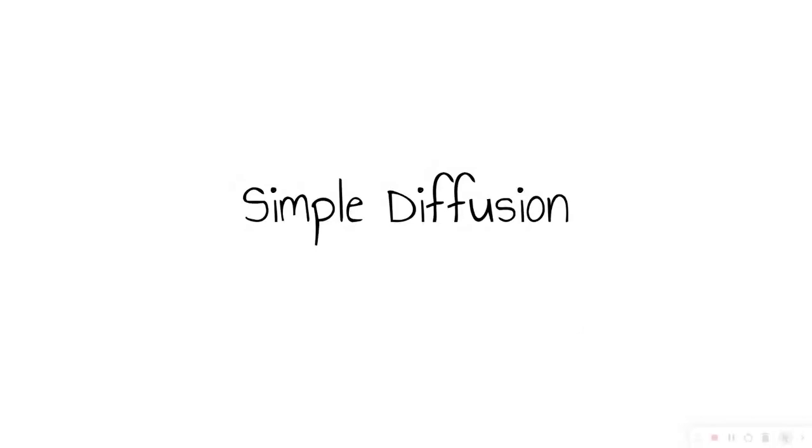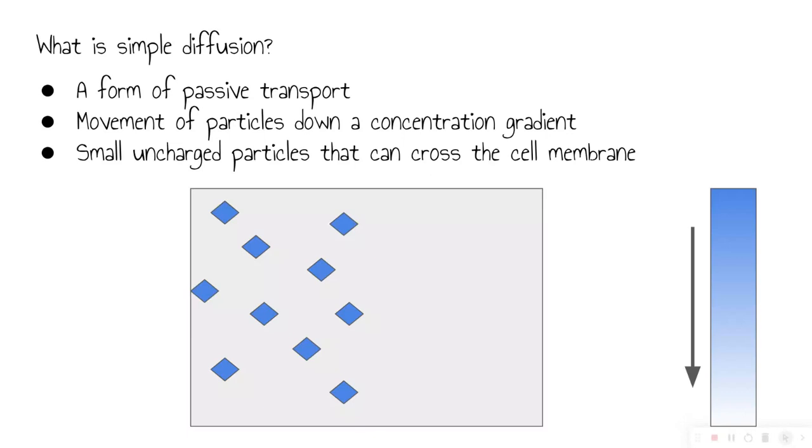In this video, we're going to talk about simple diffusion. Simple diffusion is going to be a form of passive transport. If you have not already watched my video on passive transport, I'm going to recommend that you go watch that, and you can find the link to that video in the description for this video.